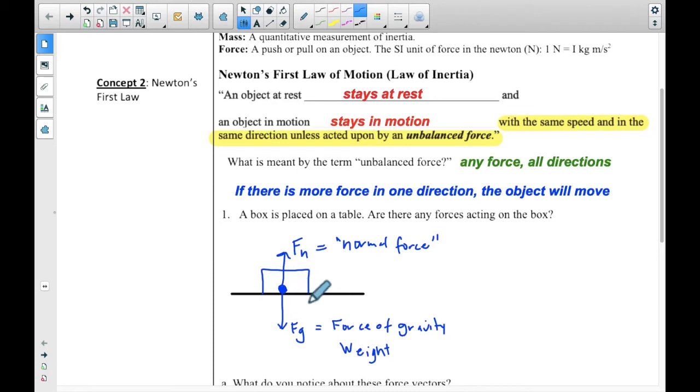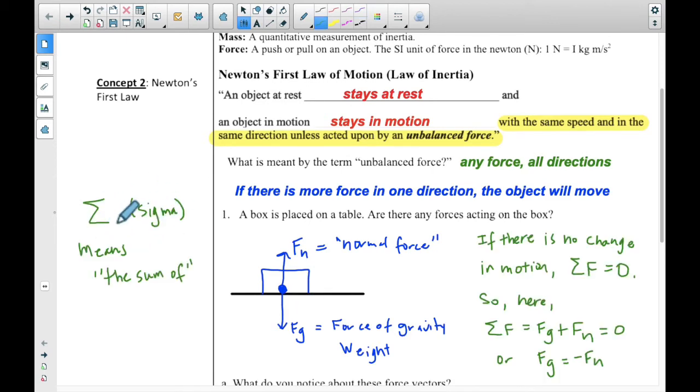The mass stays consistent. The astronaut has the same amount of mass on Earth as he does on the moon, but his weight is different. And the weight, again, comes down from the center of gravity. And I just drew it right there where the box and the table meet each other. That's where we're going to draw our forces from.